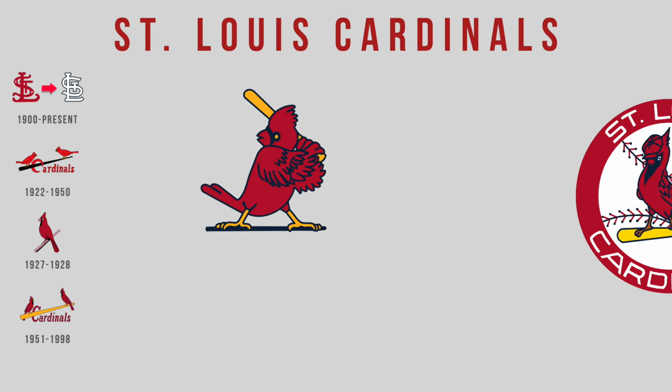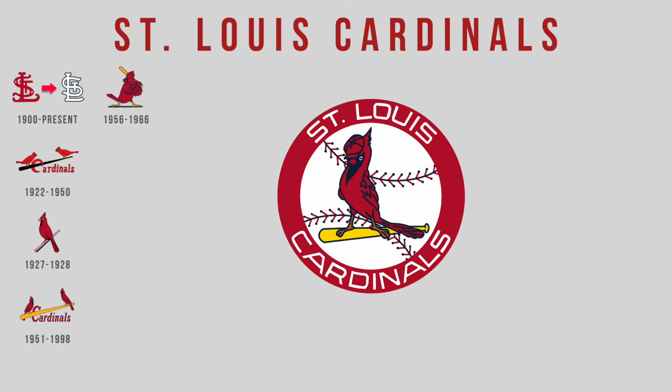In 1967, they introduced a circular logo that read St. Louis Cardinals along the thick red border. Inside is a baseball, and atop the baseball is a cardinal standing on a bat. The cardinal is depicted wearing a flat cap down over one eye like you would see in an old-timey depiction of a baseball player from the turn of the century.